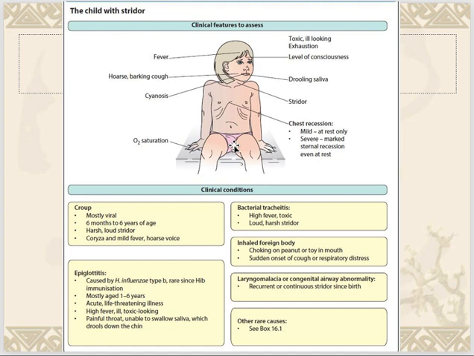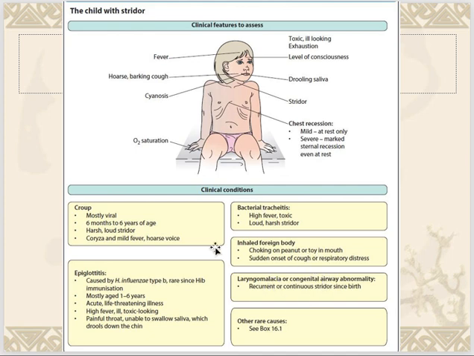It could be bacterial tracheitis, croup, bacterial tracheitis. It could be epiglottitis. It could be a foreign body. It could be a subglottic stenosis, congenital for example. It could be laryngomalacia or tracheomalacia, which is a collapse of the airway cartilage on inspiration. Things like this.